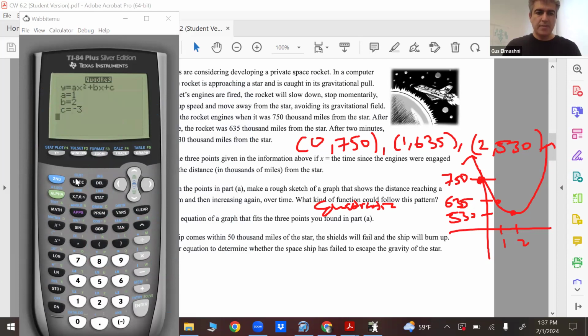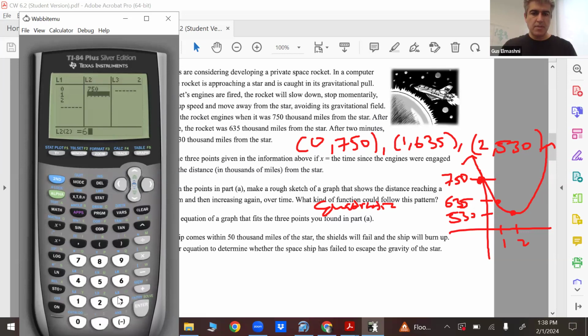So I'm going to go back. Oh, hold on. Stat, edit. Now, if you have junk in there, real easy. Hit the up key, hit clear, then down. Hit the up key, clear, then down. So 0, 1, and 2. 750, 635, and 530.